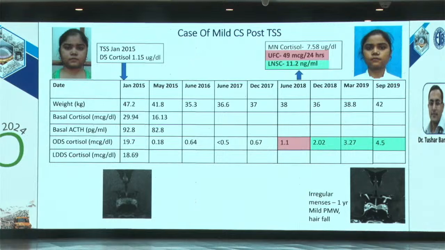It has not gone to the cutoff of 1.8, where you would say there's recurrence, and at that juncture, you can see that the midnight cortisol is high and the late night salivary cortisol is also high, but UFC has not gone up. So it tells you that early Cushing's or a mild Cushing's or early recurrences will be picked up by these qualitative tests of midnight cortisol and LNSC. Though ODS is showing a trend, it has not gone to the cutoff of 1.8, and maybe in 6 months' time it's going to go there. That's a message which tells you that in milder cases we have to use qualitative tests.